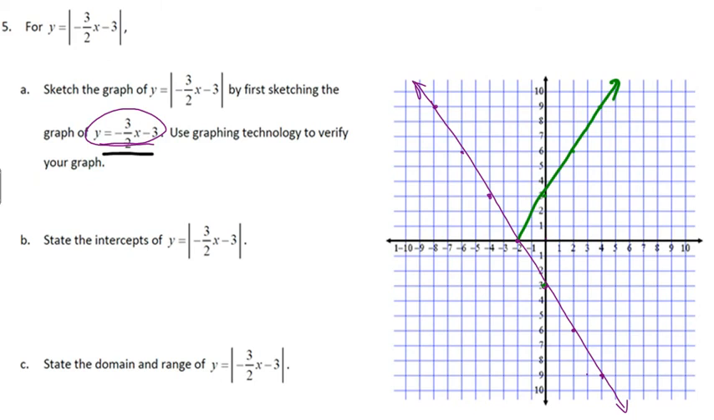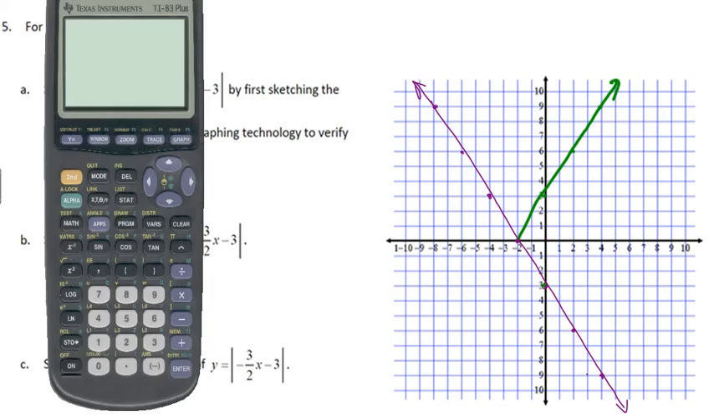Use graphing technology to verify your graph. Okay, so let's get out the graphing calculator. Turn it on. Okay, let's go to y equals. I want the absolute value. There is a function on your calculator. It's under math, and it's under num. Whoops, too far. It's under num. Number 1 is ABS, so just hit enter.